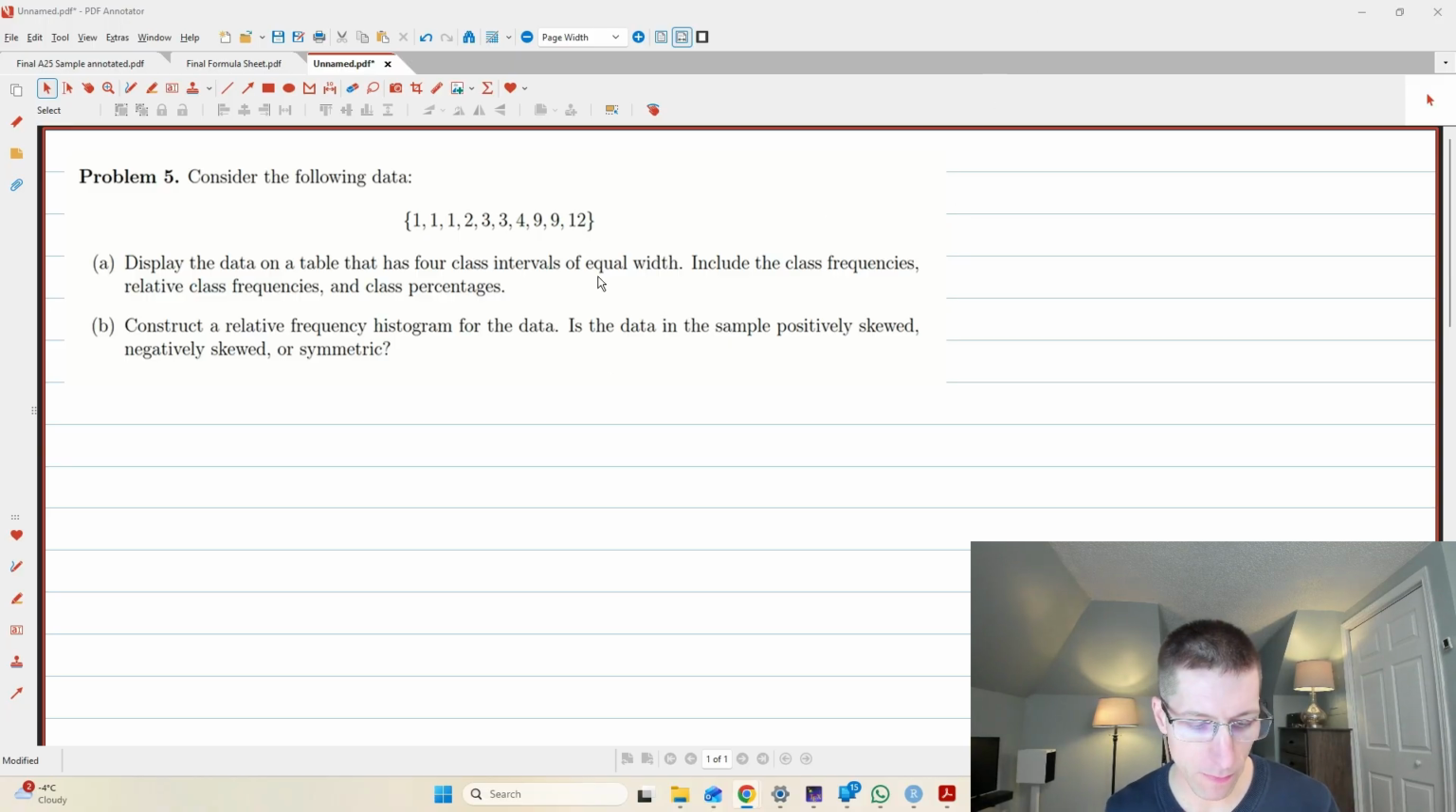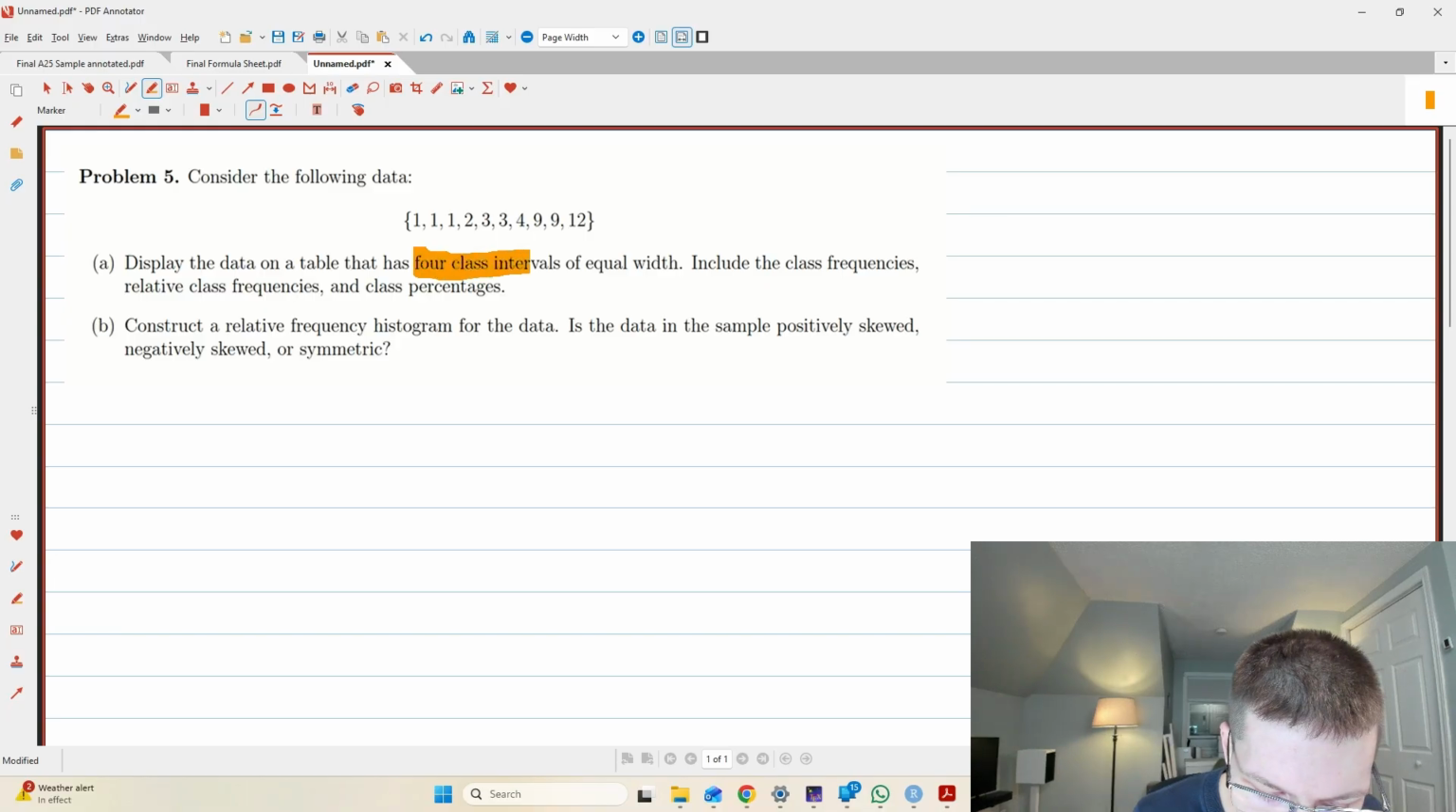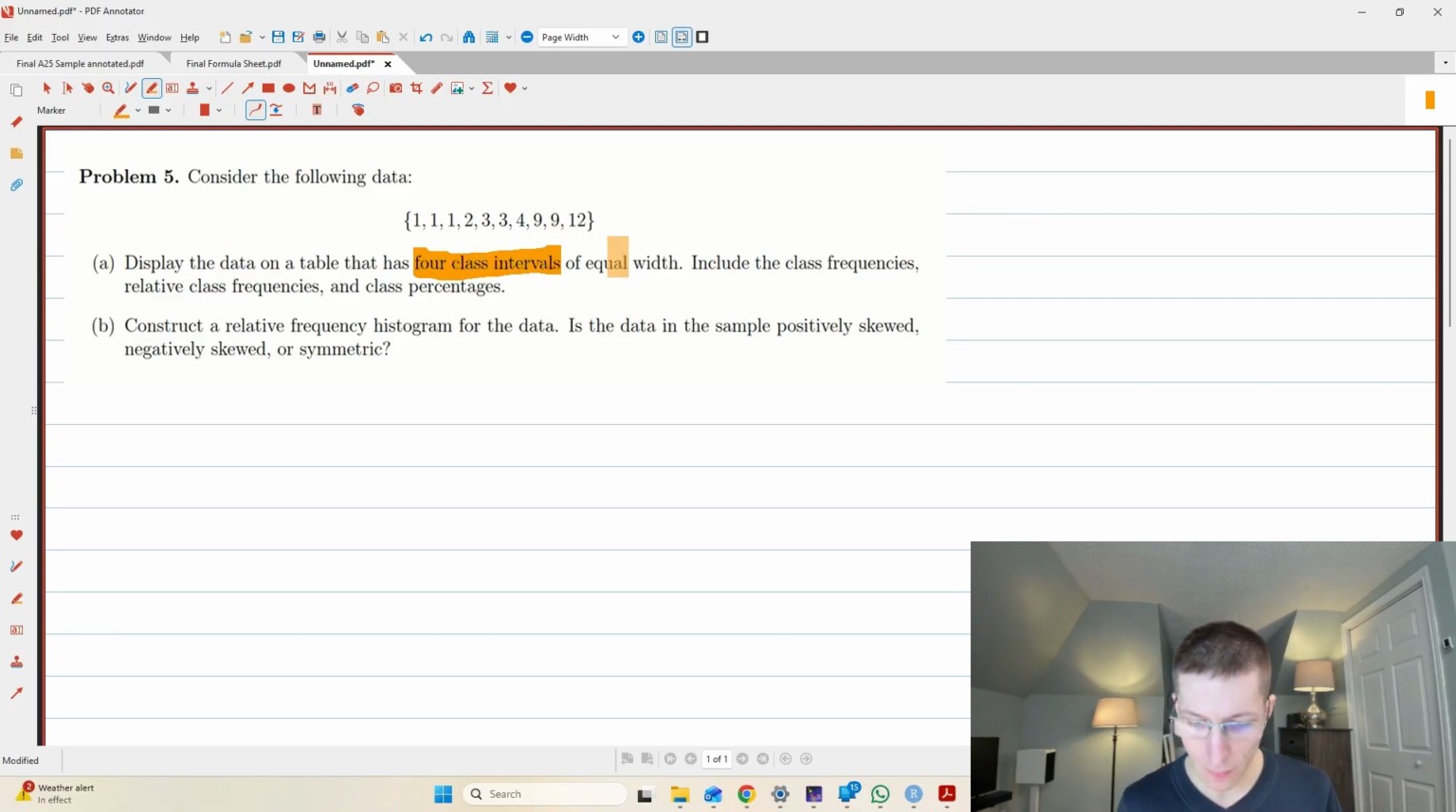Okay, so we come to problem 5, and this is one that might take a little bit longer. So this is constructing a histogram, and then secondly, from the histogram, determining if the data is positively skewed, negatively skewed, or symmetric. For constructing the histogram, you might want to bring a ruler if you want it to look neat and tidy. But here we've got data points from 1 to 12. And we're asked to display the data in a table that has 4 class intervals. So we want 4 intervals of equal width for the histogram.